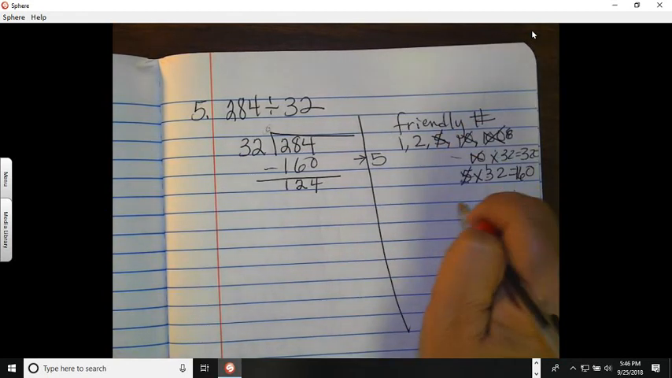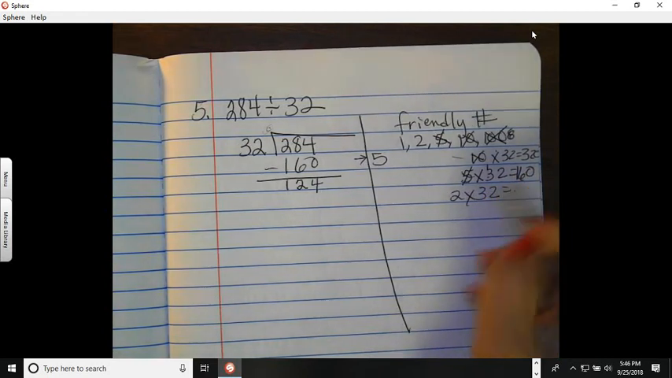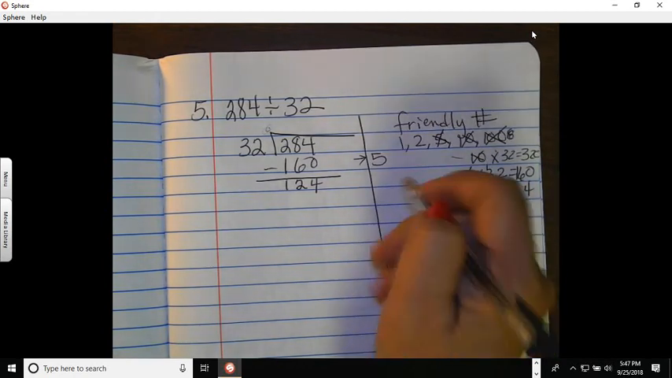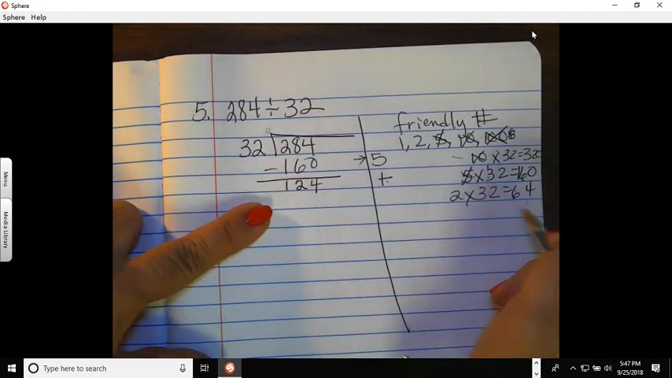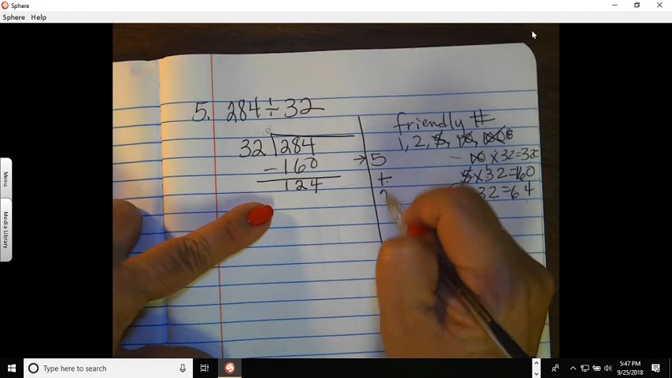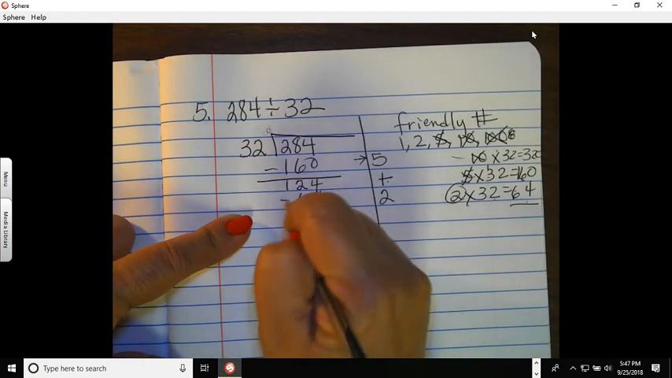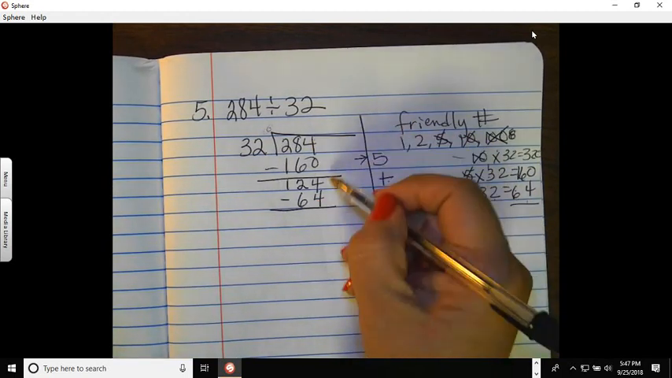So now I'm doing 2 times 32. 2 times 2 is 4. 2 times 3 is 6. So I know that 2 times 32 is 64. I put my plus sign here where I did my difference. And now I'm going to put my 2 right here. The product is coming here. I can subtract it out. And my dividend is getting smaller and smaller.